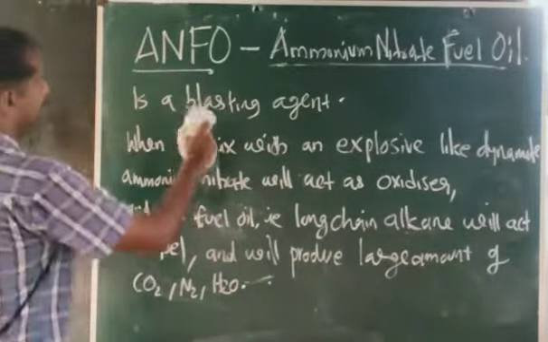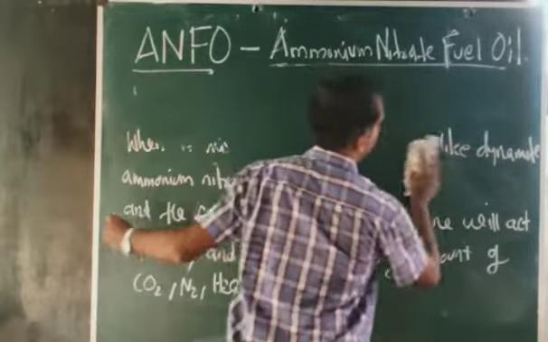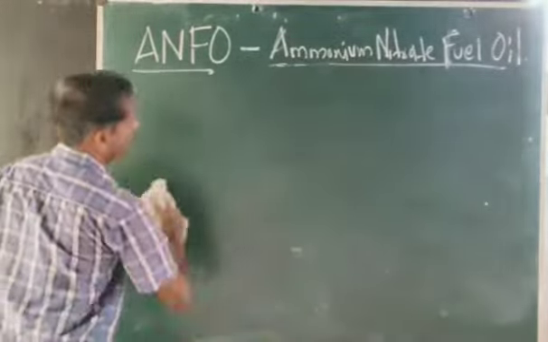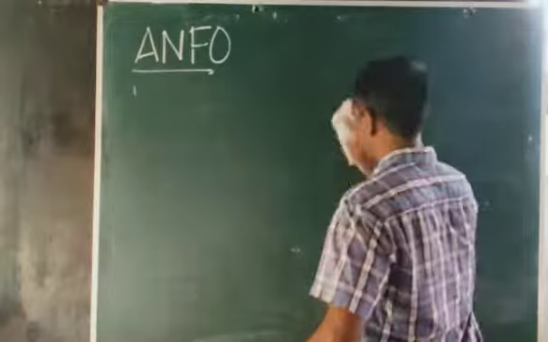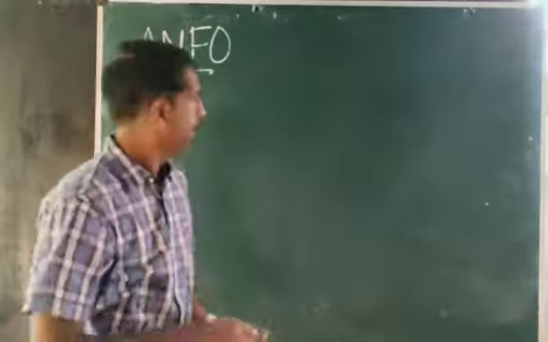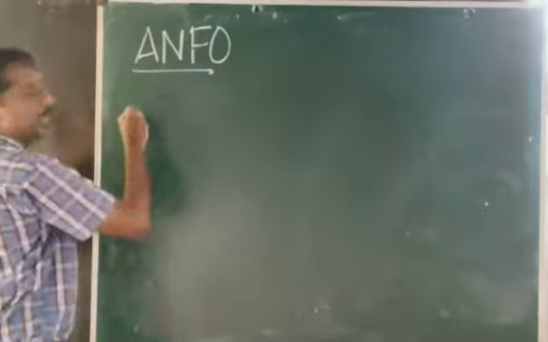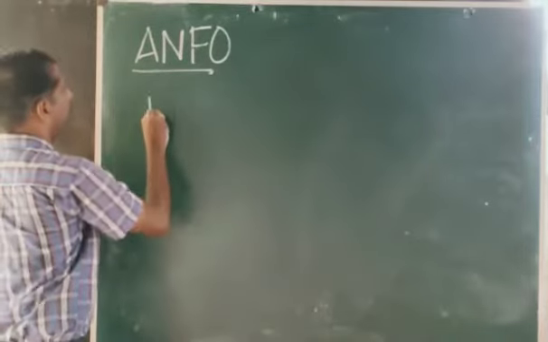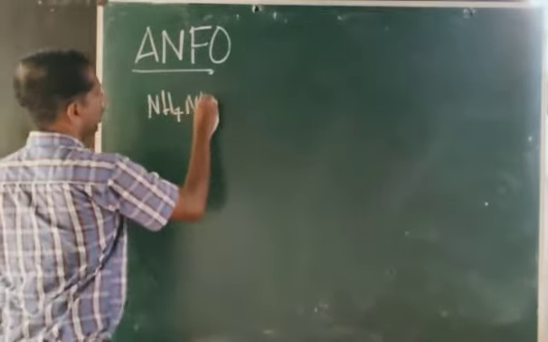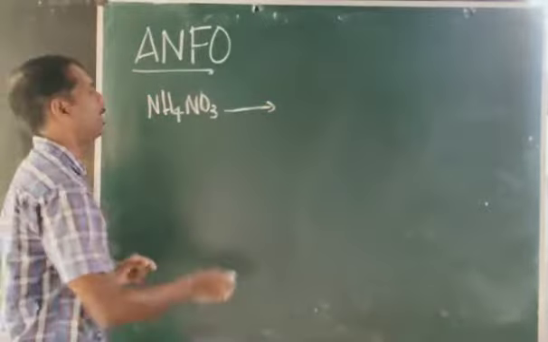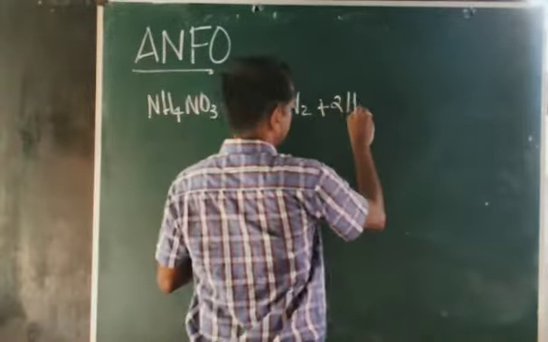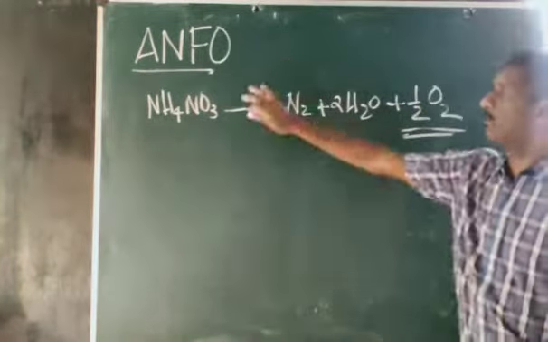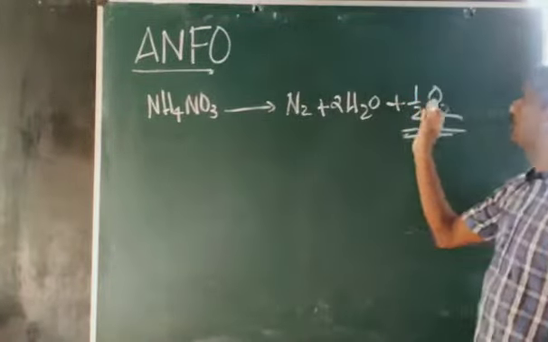Now what is the chemistry of ANFO? Look at here. If we use ANFO only, it can even make an explosion. How can it make an explosion? Look at it here. ANFO, ammonium nitrate, NH4NO3, will decompose to give nitrogen, steam, H2O plus half O2. That means it can generate oxygen. This is the first step. Ammonium nitrate will decompose to generate oxygen.